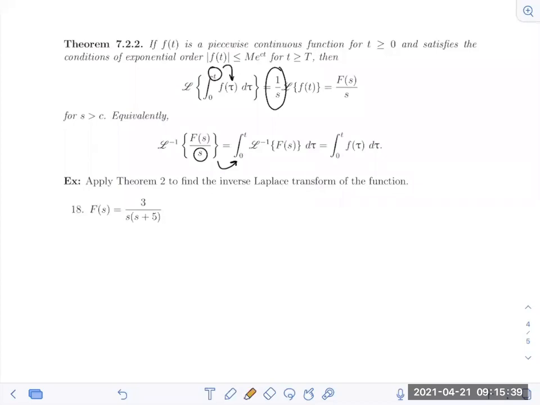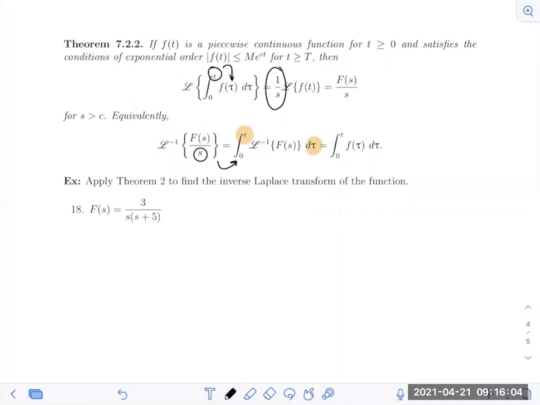The one thing that I want to emphasize is tau. Make sure that you're rewriting your inverse transform in terms of tau and not t. Then we'll get back to t once we apply the integral and evaluate using the fundamental theorem of calculus. The remainder of these notes is just practicing using this theorem in order to find inverse transforms.